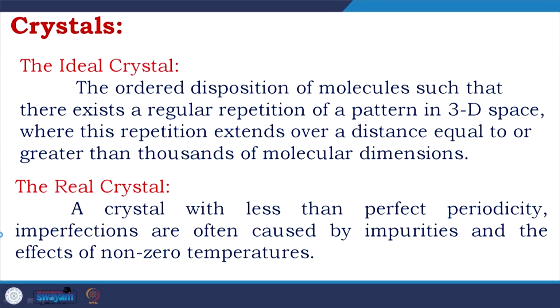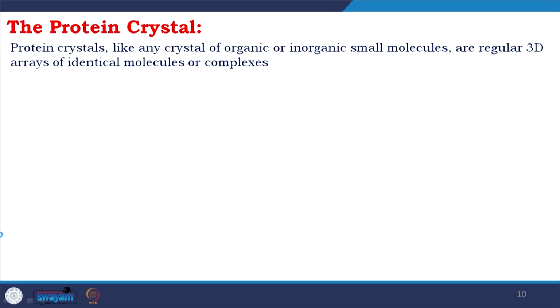But the real crystal is not always ideal. The real crystal is less than perfect. The periodicity is not always good. Imperfections are often caused by impurities and the effect of temperature. Higher temperature make perturbance, disturbance, and the ordered nature disturbed. Now, protein crystals like any other crystal of organic, inorganic, small molecules are regular 3D arrays of identical molecules or complexes.